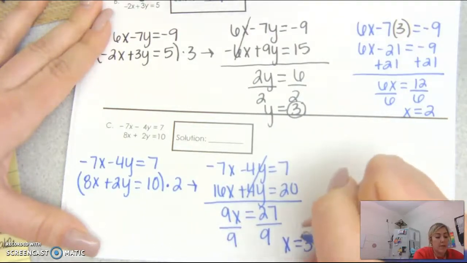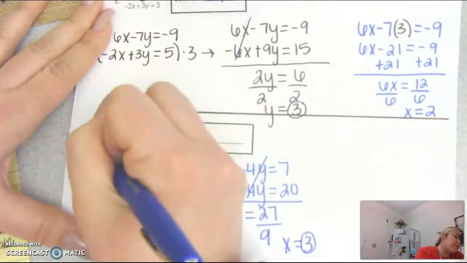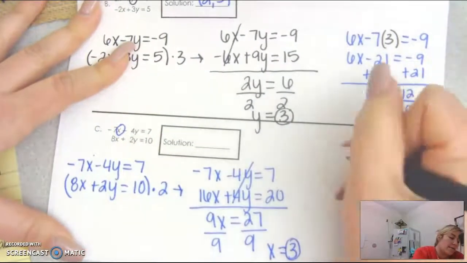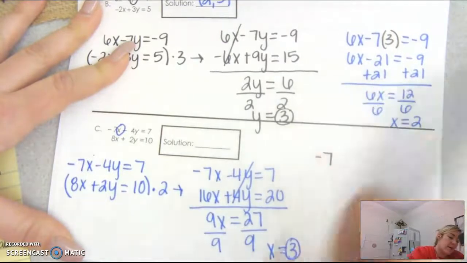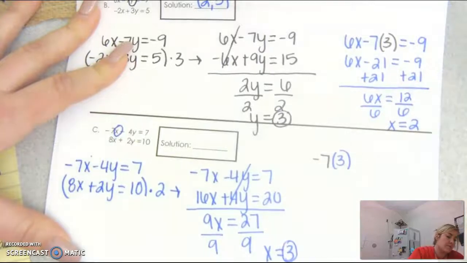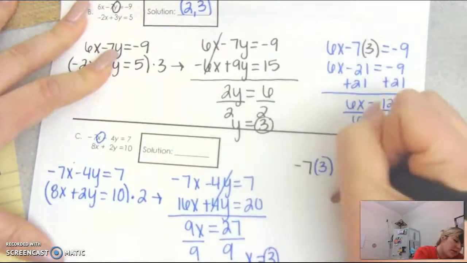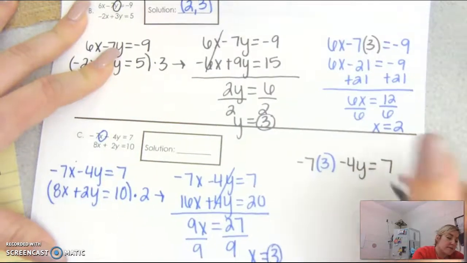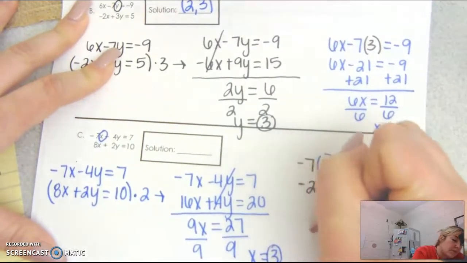Now we're going to take that 3 and plug it in for x in the top original. So I have negative 7, and instead of x, I'm going to replace it with the 3, minus 4y equals 7. Negative 7 times 3 is negative 21.